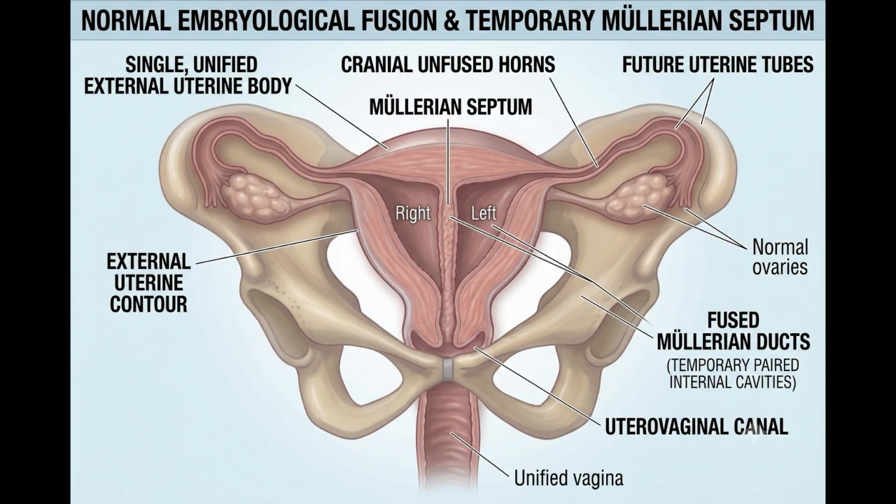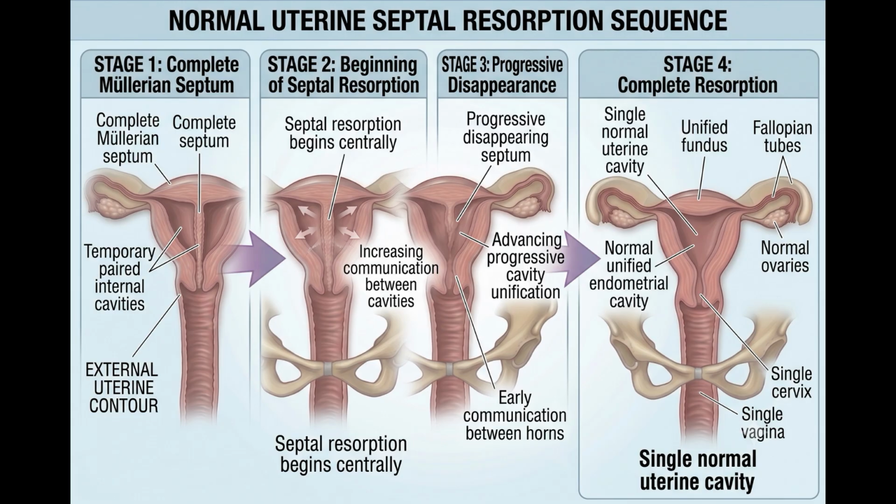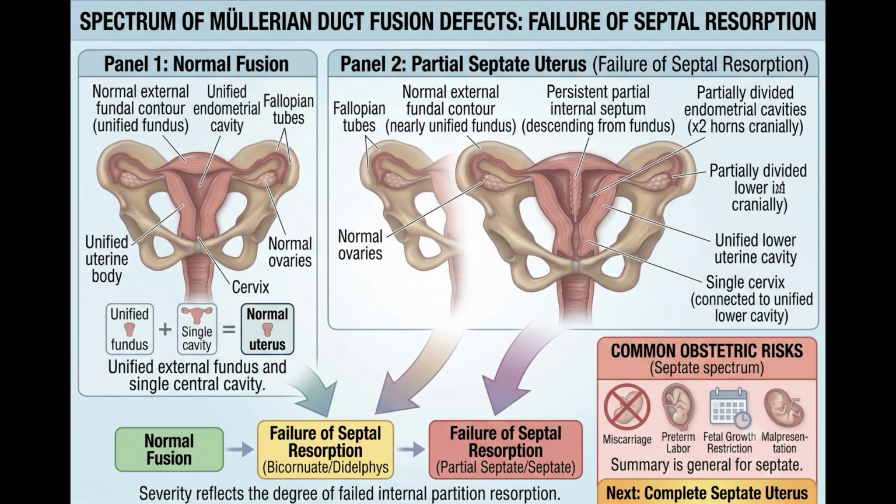After fusion, the newly formed uterovaginal canal is initially divided internally by a central partition. This partition is called the Müllerian septum. During normal embryonic development, the septum gradually disappears through a process known as septal resorption. Once resorption is complete, a single uterine cavity is formed. If this process fails, a septate uterus develops.